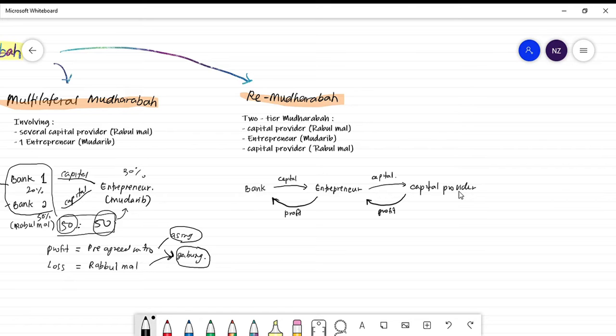When the first bank, or the first capital provider, provides capital to the entrepreneur, the entrepreneur becomes the mudarib of the first mudharabah contract between the bank and the entrepreneur. And then the entrepreneur suddenly wants to invest in another project. So he makes another mudharabah contract with a capital provider here, and gives capital to another capital provider.